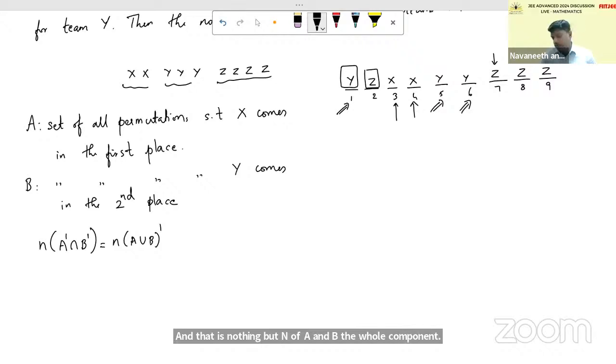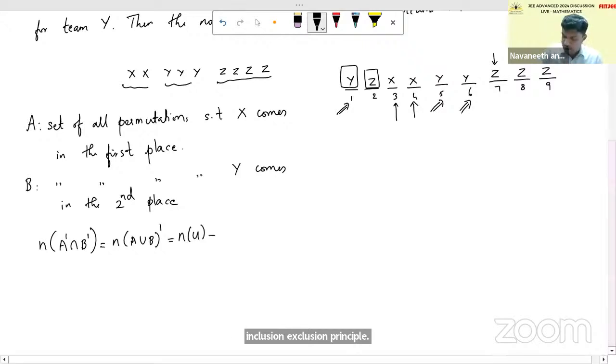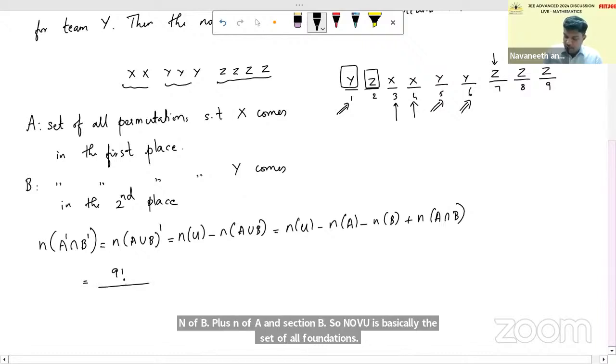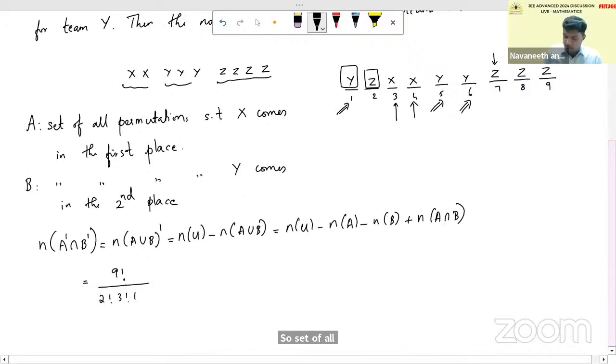Otherwise, when it comes to counting principles, we also call it the inclusion-exclusion principle. So that will be equal to n of U minus n of A union B, which is n of U minus n of A minus n of B plus n of A intersection B. So n of U is basically the set of all permutations: 9 factorial by 2 factorial, 3 factorial, 4 factorial. This is well known. Minus n of A.